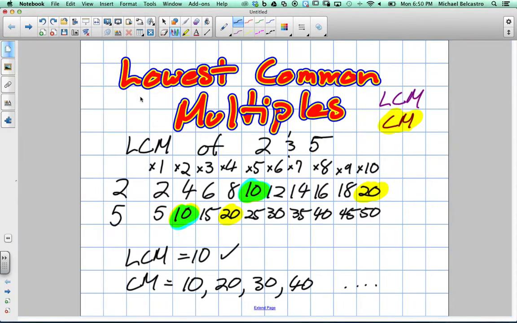Now, normally we only look for the lowest common multiple because that helps us when we're reducing numbers or putting fractions together in terms of denominators.